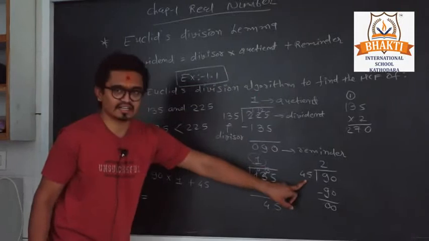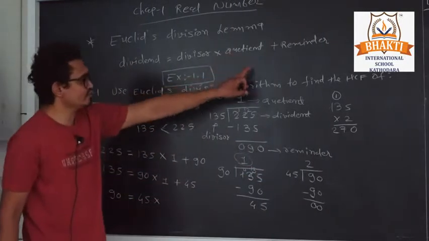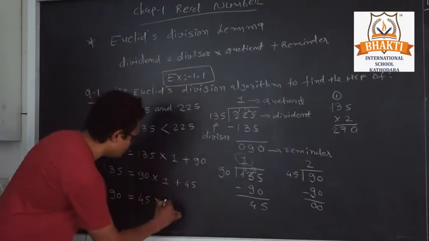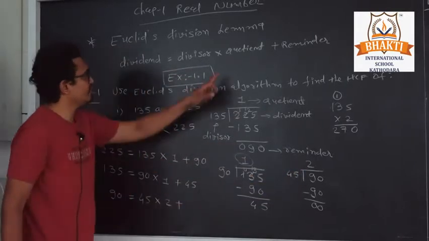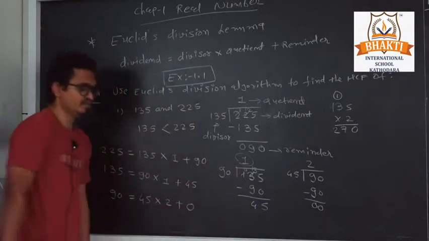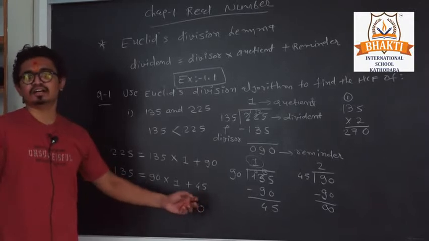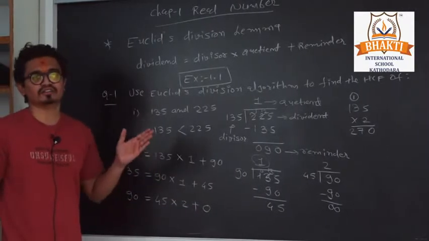So what is our divisor here? 45. Into what is our quotient? It will be 2, plus, and what is our remainder? Now we get 0. So after getting a remainder of 0, we do not need to do any further division.